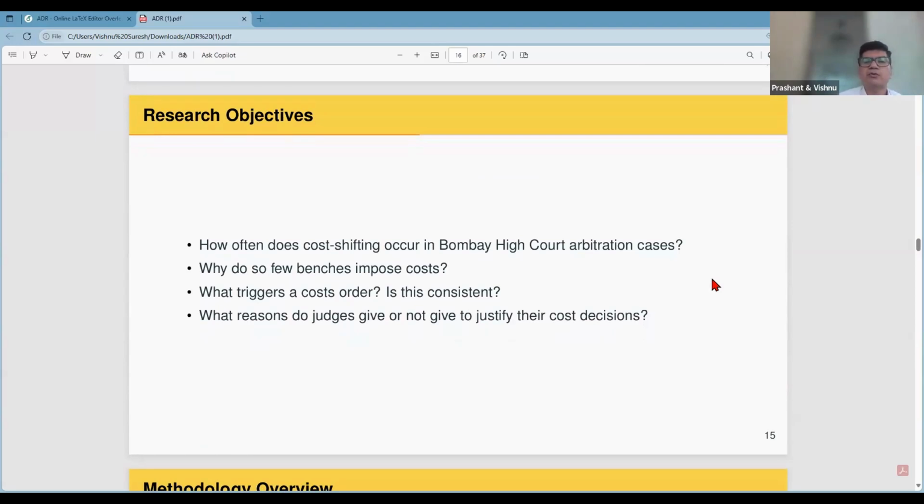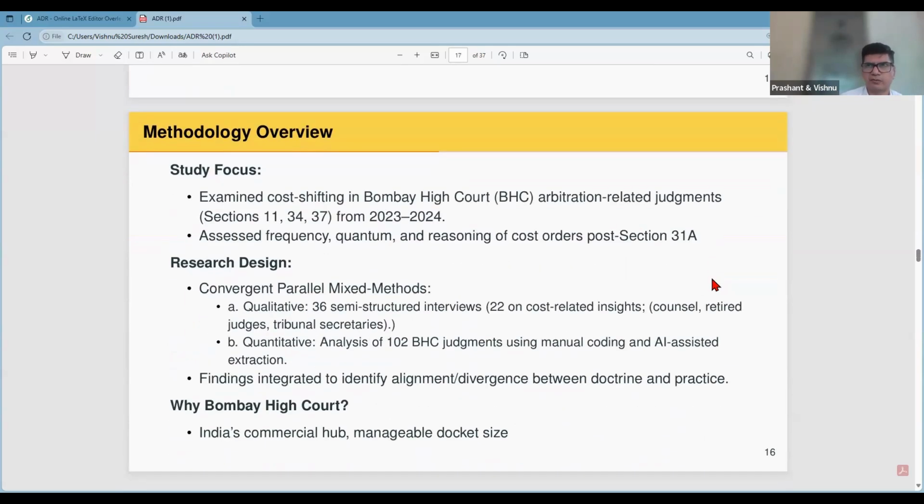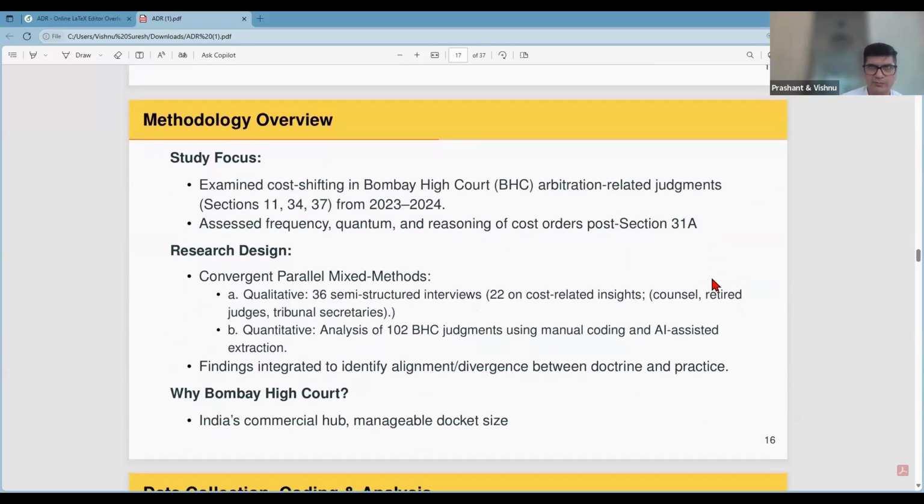We know that arbitration awards may sometimes be accessed through high court judgments because the judgments refer to them. But otherwise, arbitration awards or the proceedings are not accessible. So it's very difficult to know whether costs are being imposed or not being imposed, and that information is not available. So we had to limit this study to arbitration related judgments or proceedings, and we couldn't focus on arbitration awards or arbitration proceedings itself.